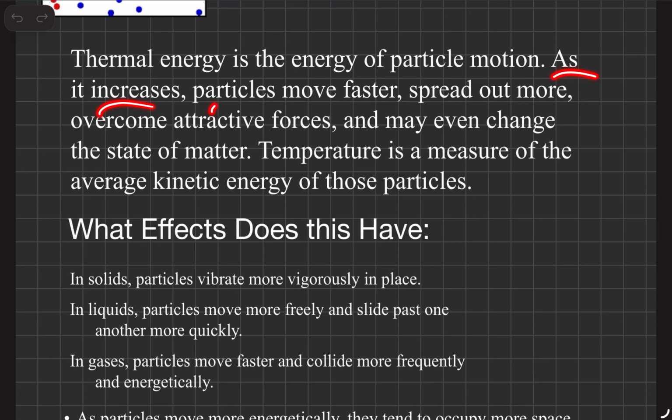As it increases, particles move faster. As a result of them moving faster, they often spread out more. And also they can overcome attractive forces. In chemistry, we had this concept called intermolecular forces. Those are the forces that are keeping two molecules near each other.